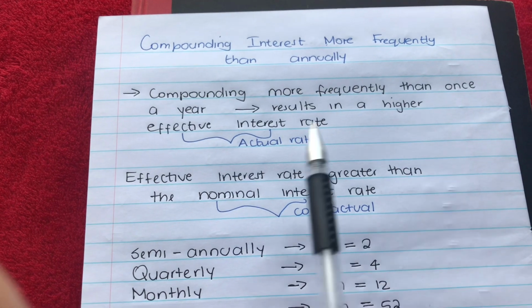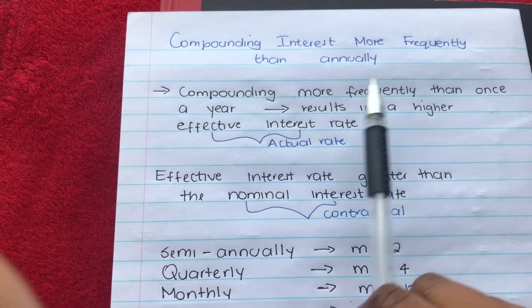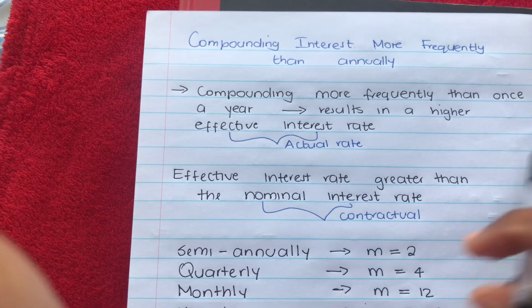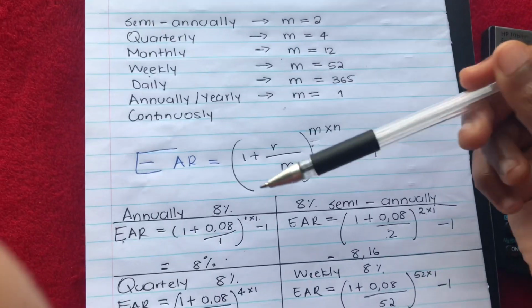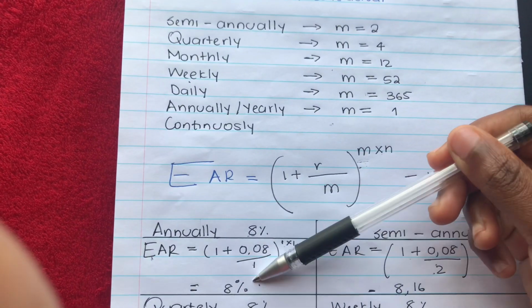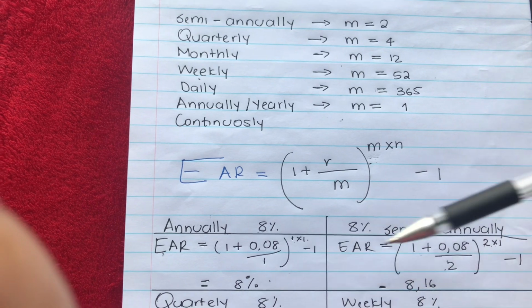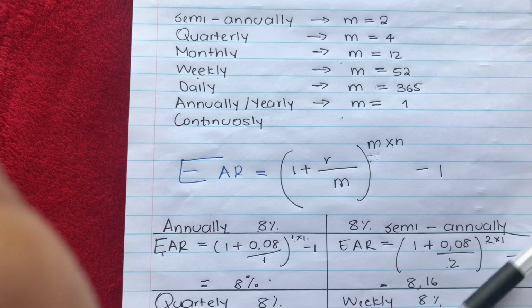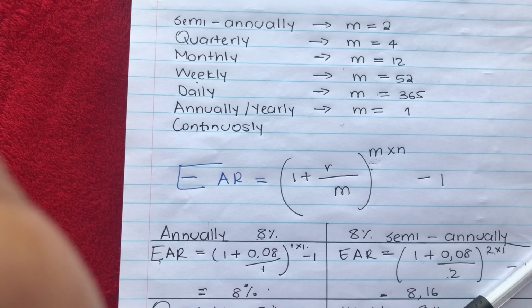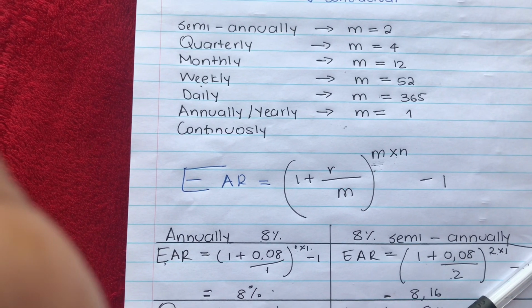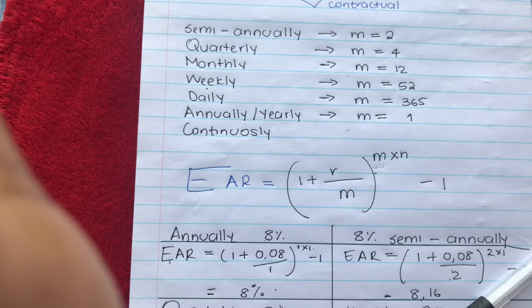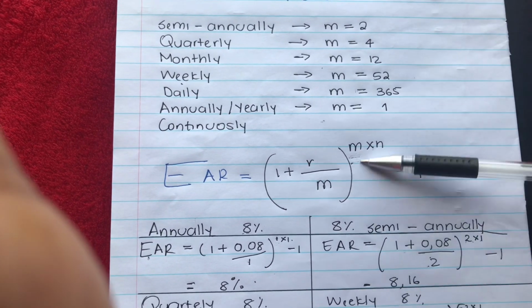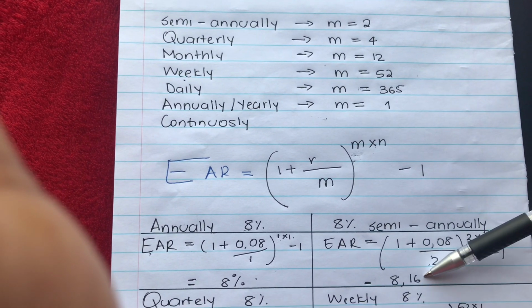Compounding more frequently than once a year results in a higher effective interest rate. So here is the proof of that. We said annually it's 8%. That's the effective interest rate. But in semi-annual, it grows to 8.16%. So the more frequently you compound your interest, the higher the effective interest rate is going to be. It's going to increase to 8.16%.